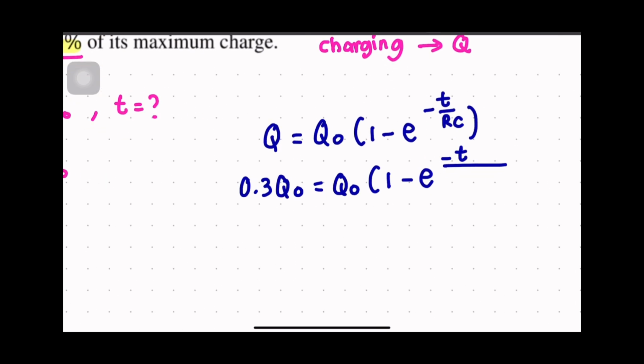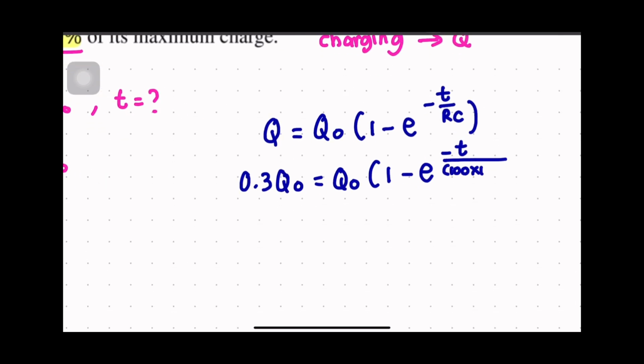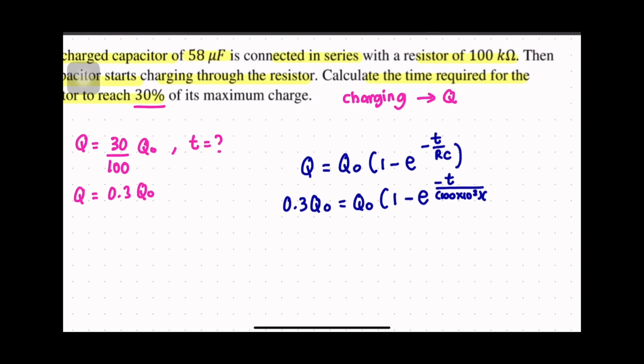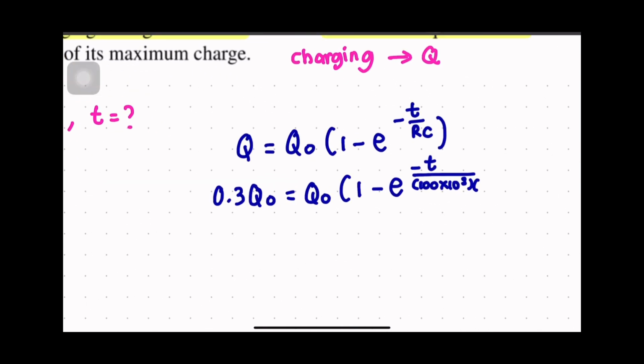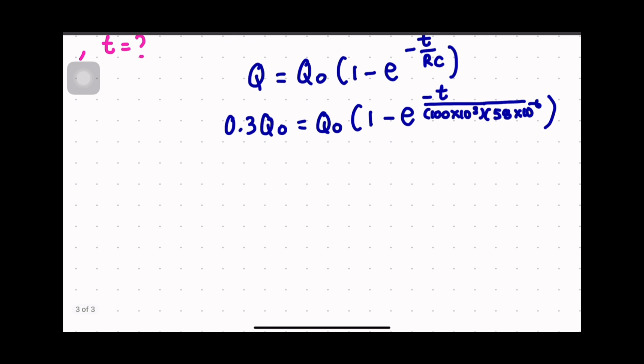Okay, so kalau you nak buat asing pun boleh, nak buat sekali pun boleh. 10 kuasa 3 darab dengan 58 microfarad, 10 power of negative 6. Alright, so lepas kita kira, okay, ni boleh potong lah. Okay, so nanti you akan dapat lah T is equal to 2.07 second.